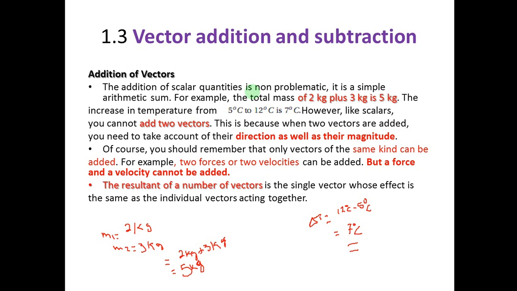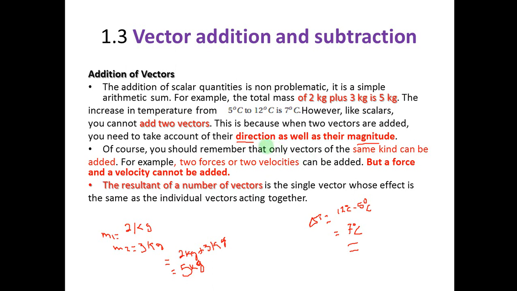But when it comes to vectors, it is a little bit different. This is because when two vectors are added, you need to take into account their direction as well as the magnitude. But in the case of scalar quantities, when we add and subtract two scalar quantities, what we consider is only the magnitude. When it comes to vectors, if you want to add two vectors, you must consider their direction as well as magnitude.